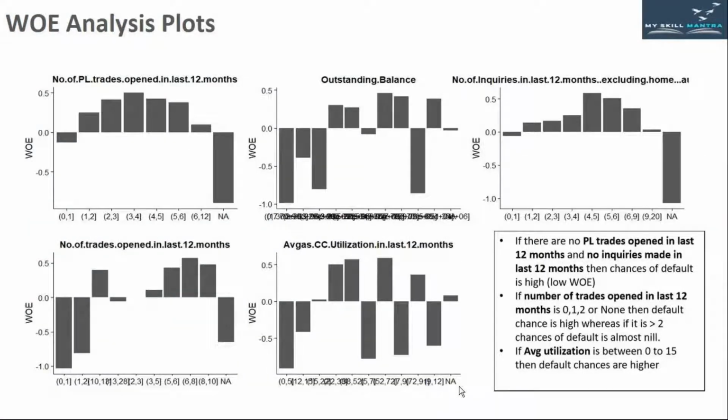So here you can see that these are the WOE plots for our most important features. And we can actually even gather certain insights from these plots as well. For example, if no PL trades are opened in a year, or if no inquiries were made regarding an auto loan or home loan, the chances of defaulting were very high. Similarly, many such insights can be gathered if you torture the data more. So that's about WOE. You can use this to gather which variables are important.